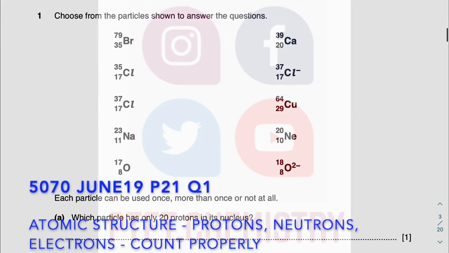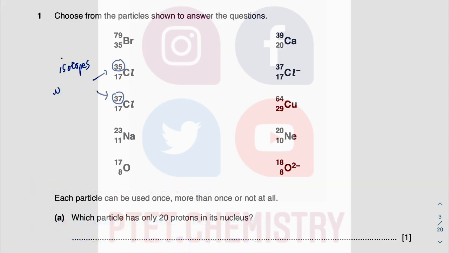Question 1 in section A. So what you have here, these are all isotopes. You can tell they are isotopes because, for example, here you see these are whole numbers. Because they are whole numbers, they are not relative atomic mass. Unlike in your periodic table, where they will show as 35.5, here they show whole numbers because they are individual isotopes.